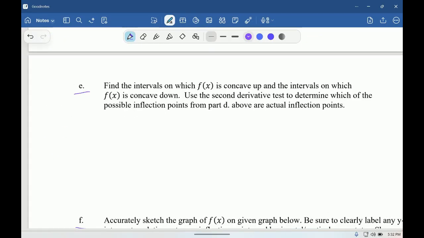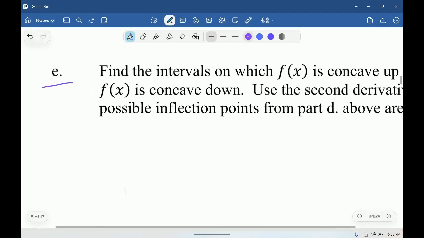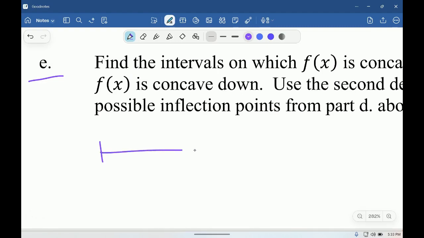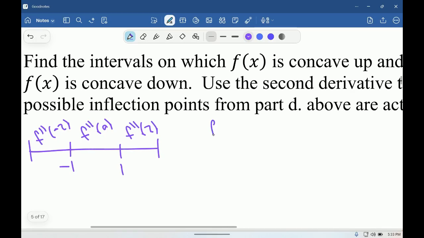The question is asking us to find when the intervals are concave up and concave down, as well as finding which inflection points are actual inflection points. We're going to begin with the concave up and down by drawing a number line with our inflection points on it, and we're going to test intervals: f''(-2), f''(0), f''(2). We're just going to plug these into our f'' equation.